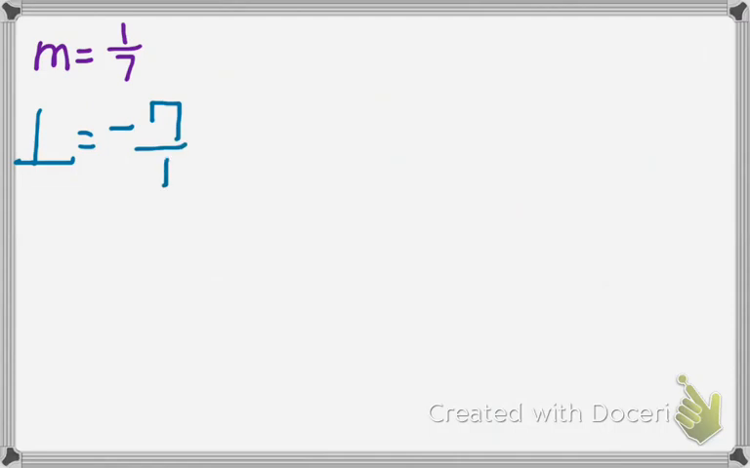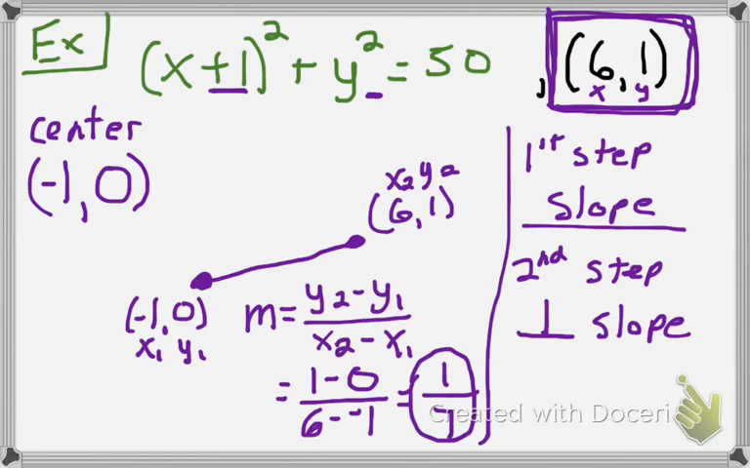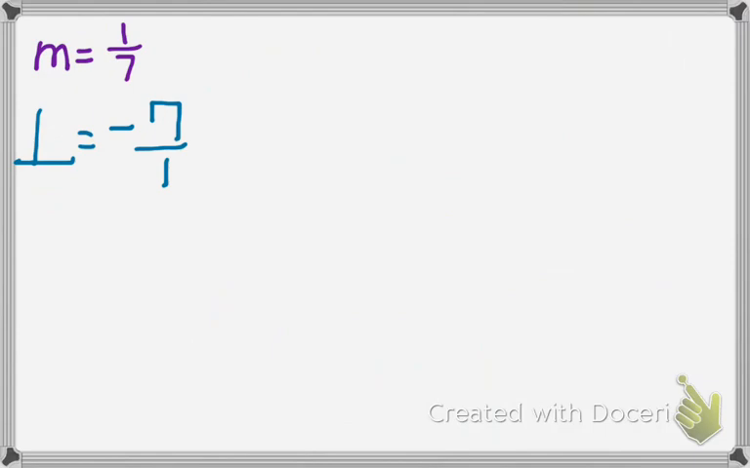Now guys, this is going to start looking familiar because we have a point, and I'm going to emphasize this point again. Our line touches that point on the circle. And it goes back to using concepts that we've already talked about. So I know it's got to pass through 6, 1. It touches 6, 1. And now I have the perpendicular slope. Remember, a tangent line is perpendicular to the radius, which we found.